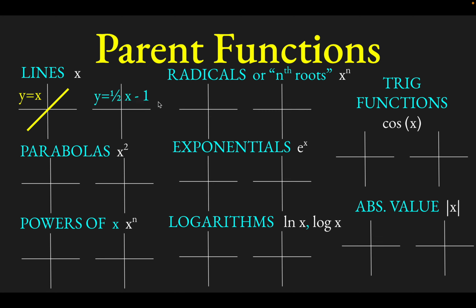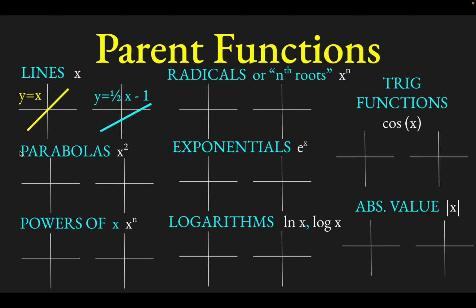So if you needed to graph 1/2 x minus 1, well, that is going to vertically squish the function by a factor of 1/2, so it's going to flatten it out, and that's going to shift the function down by 1 unit. So notice the line has half the slope, and the y-intercept's been shifted down by 1.